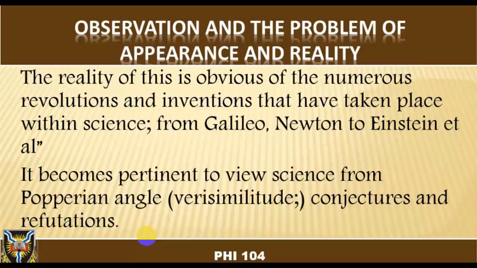Thus, it becomes pertinent to view science from the Popperian angle, verisimilitude, conjectures, and refutations, and indeed, this has expressed Olusegun Oladipo's allusion that philosophy, science, and even art cannot be a search for truth, but an attempt to perpetually have a better understanding of nature and the place of man in it.